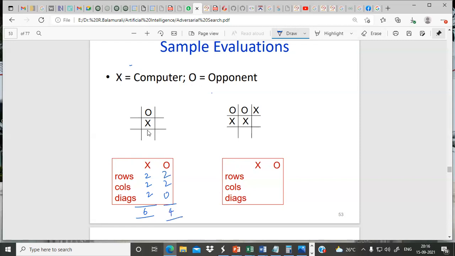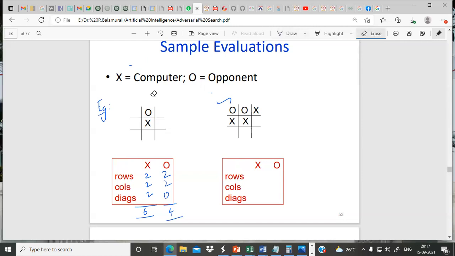Okay, so this is one example. There are no hard and fast rules on how you go about the evaluation function, but you should make a good evaluation function. The better the evaluation function, the more efficient the algorithm will be. Similarly, you can calculate the evaluation score for this other board position also. I leave it as homework. You can try it.